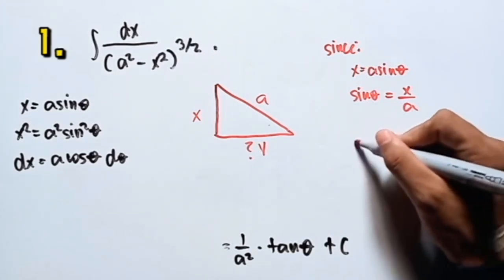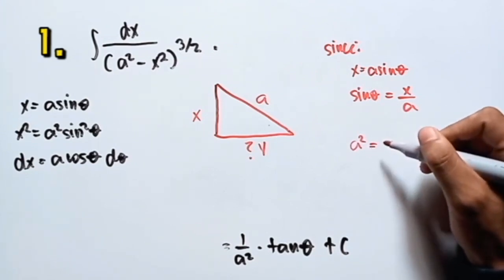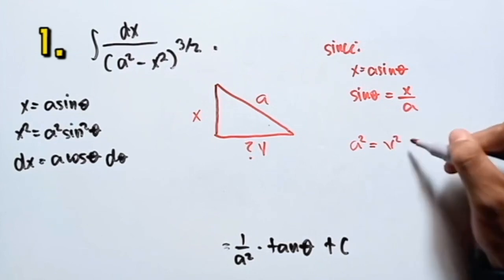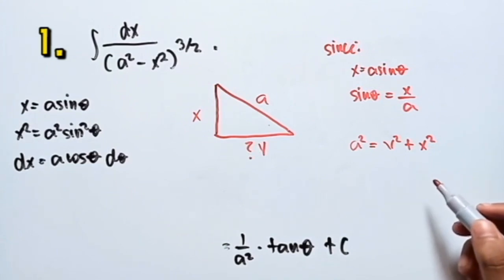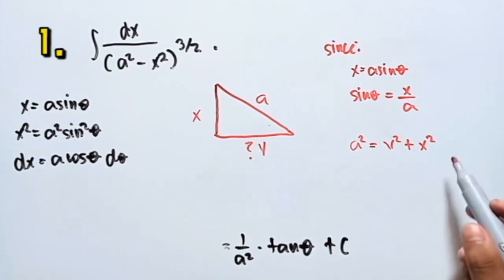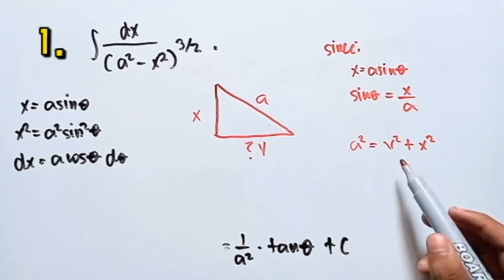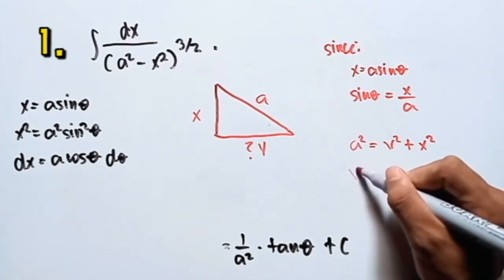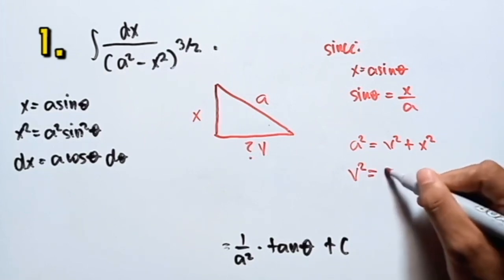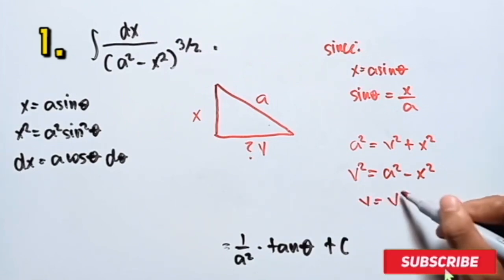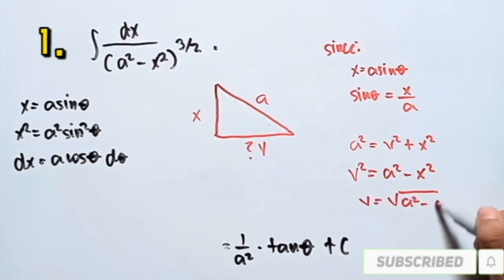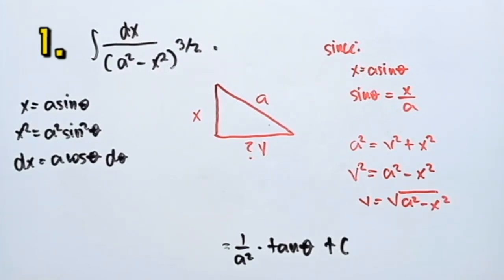So this is equal to a squared equal to v squared plus x squared. So let's get the value of v squared. Let's transpose x squared to the left side. So v squared is equal to a squared minus x squared, and v is equal to the square root of a squared minus x squared. Now we have the value of v, which is an adjacent side, and we have the opposite side.